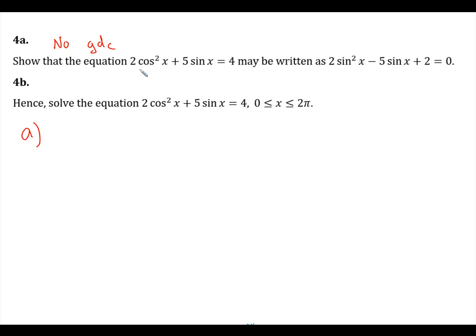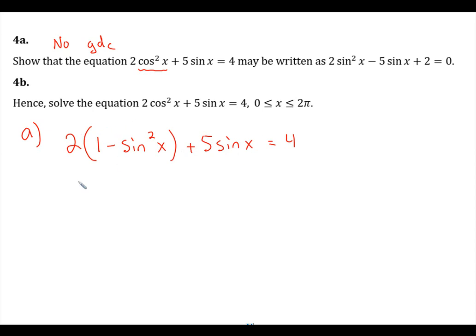So the first thing I recognize is this cosine squared x. I know that I can do a substitution right here to get everything in terms of sine, right? So I have 2, now instead of cosine squared x, I can substitute this with 1 minus sine squared x, from our Pythagorean identity, plus 5 sine x is equal to 4.